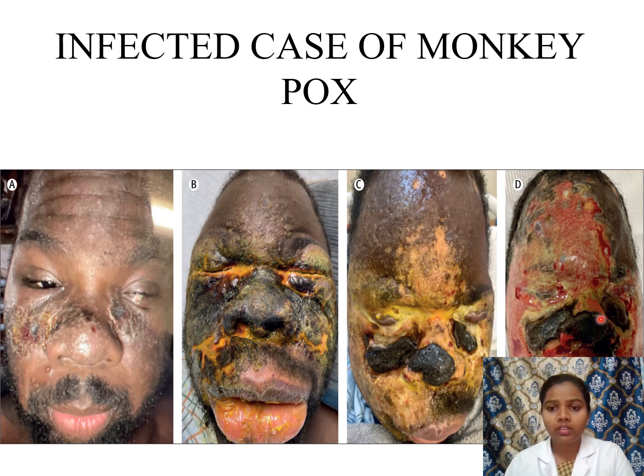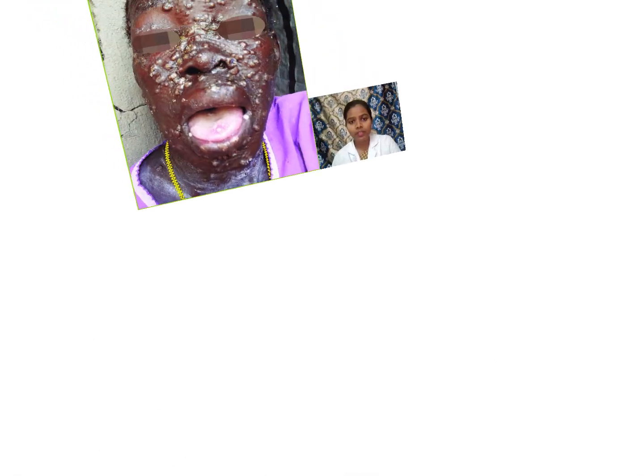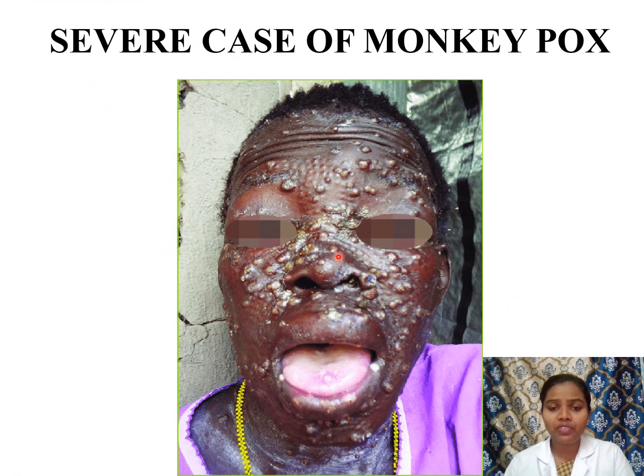Here we can see the pus and the infection. These are the stages of how the patient has been severely infected. This is one of the severe cases of monkeypox. In some cases, the virus may infect severely, and we can see the rash is very severe in this case. These are the pustules. You can see the pustules in the mucous membranes also very clearly.